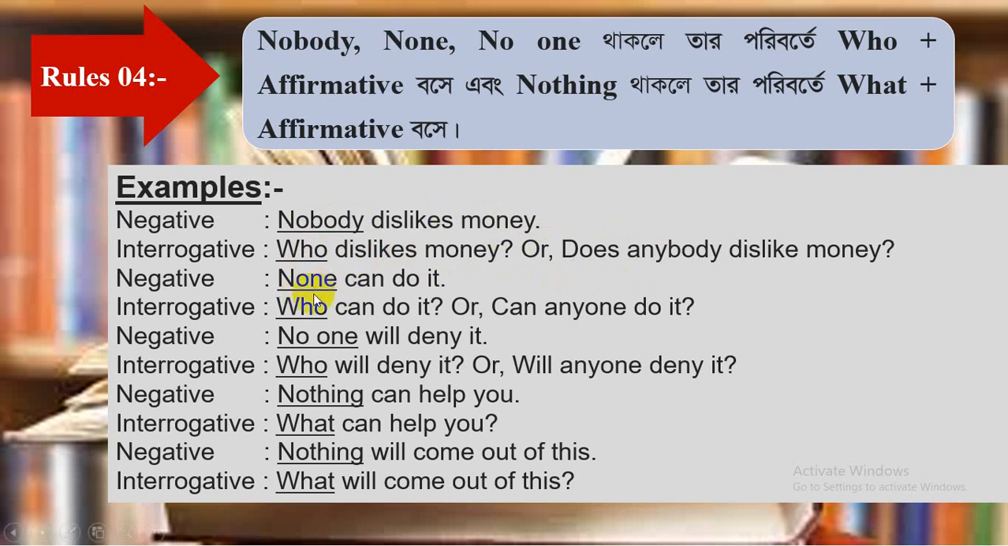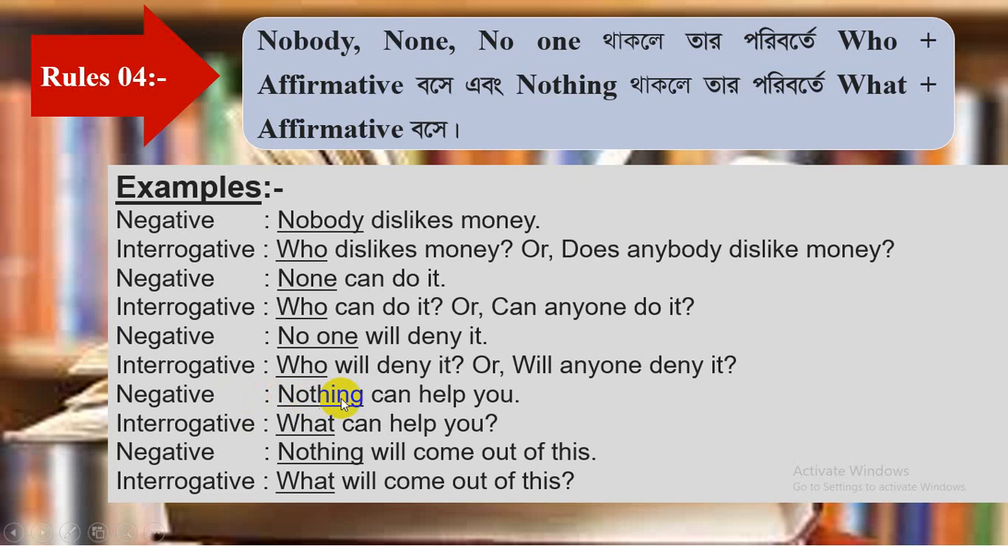In place of none we have to use who. That means who can do it. Or we can use can anyone do it? No one will deny it. We can use in the place of no one who. Who will deny it? Or we can tell another one, will anyone deny it?